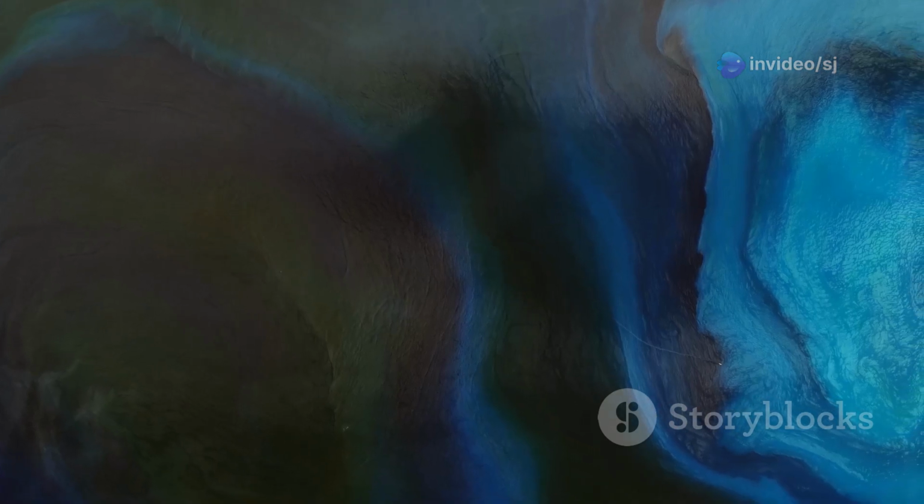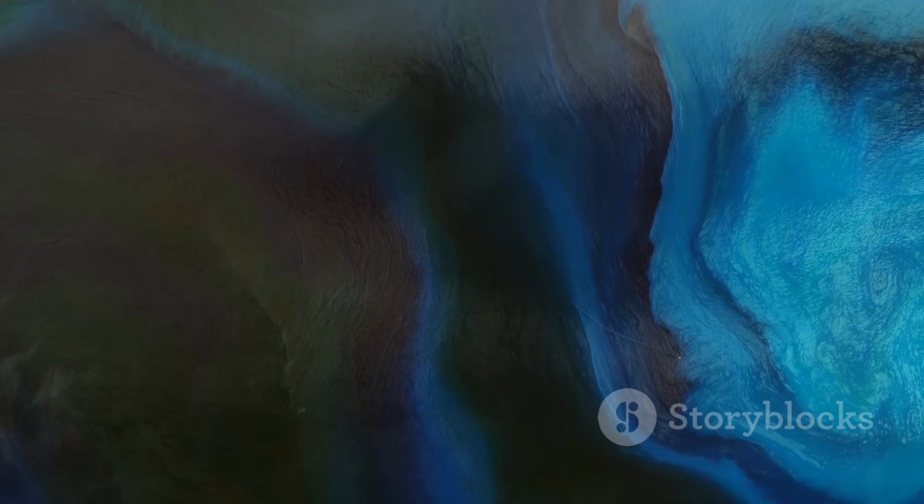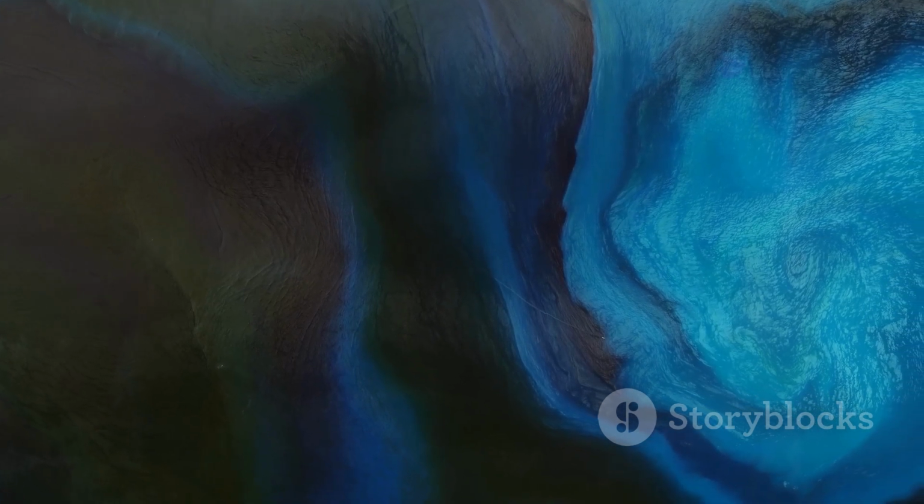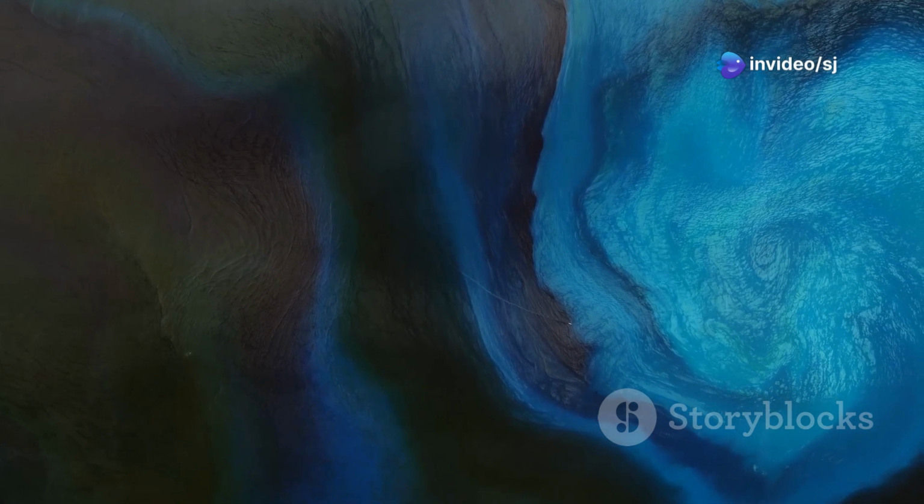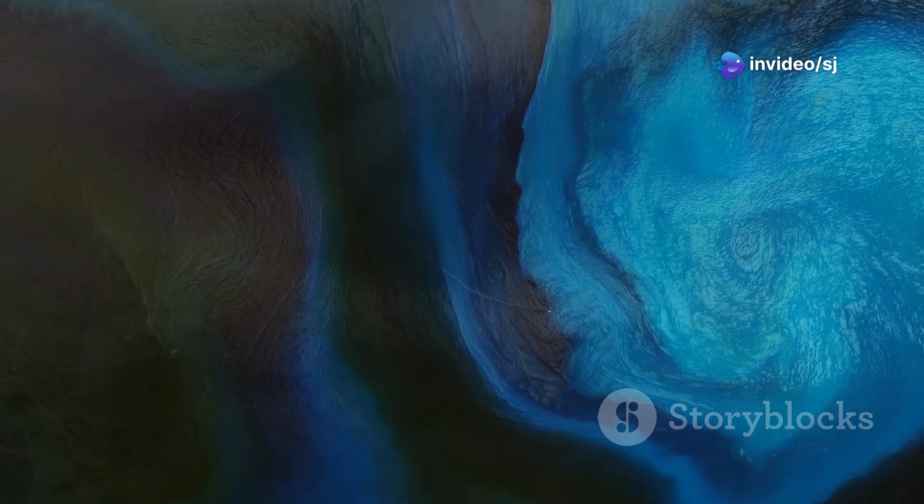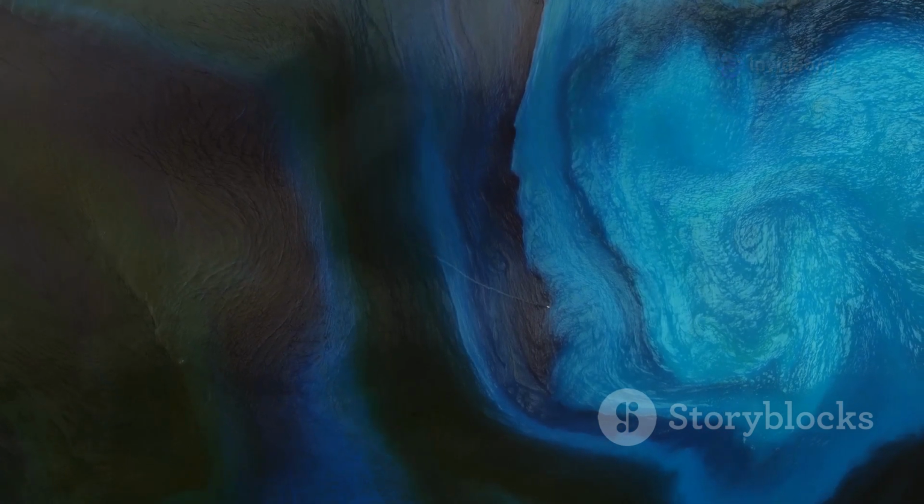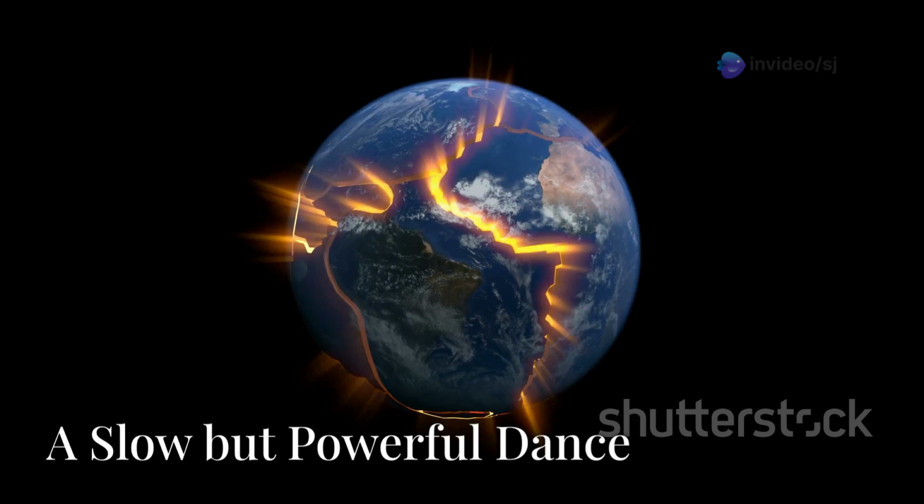This global conveyor belt of ocean currents plays a crucial role in regulating Earth's climate. It affects weather patterns, marine life, and even the carbon cycle. Without these currents, our planet would be a very different place, with more extreme temperatures and less hospitable environments for life. Understanding convection currents helps us appreciate the delicate balance that sustains life on Earth.